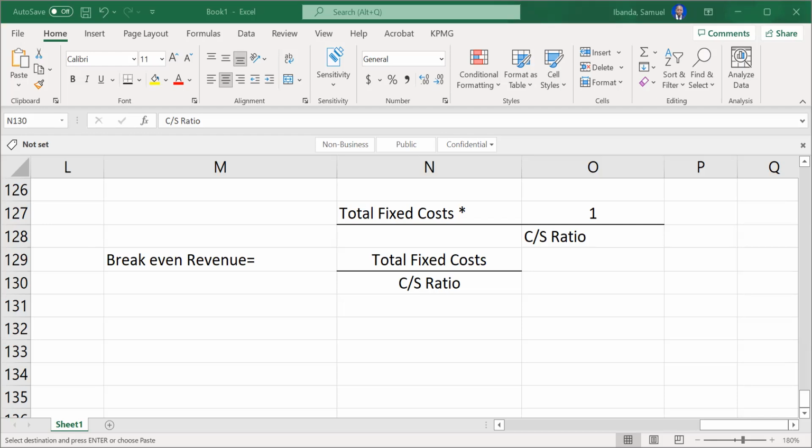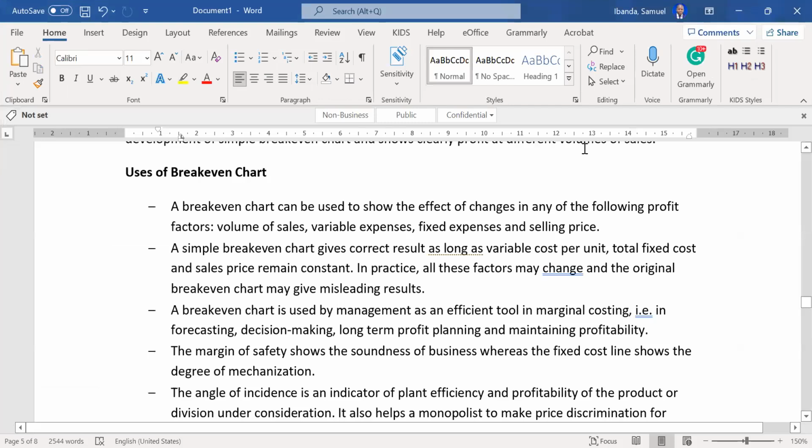We'll be able to do a number that can give us an understanding of how this reflects in case we have an examination question. But for now, you can have that. Then also, one of the things that you find are the uses of the break-even chart.